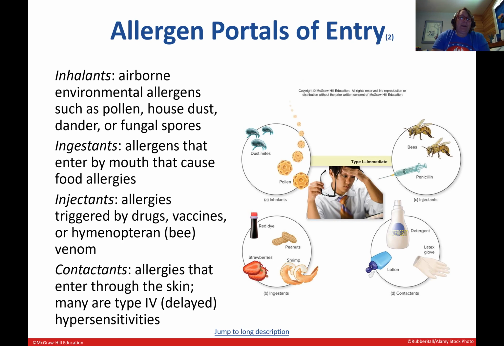And then the last category is contactants, which are things that come through the skin. Generally speaking, they're a delayed type 4 response, but that includes things like fragrances and latex. So people who develop latex allergies, that's what's going on.